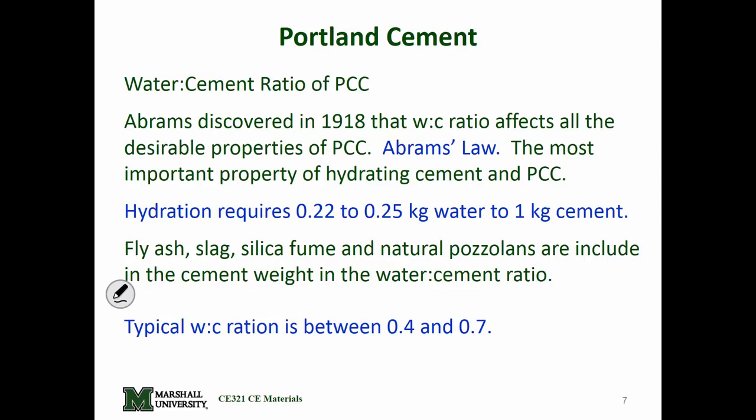Water-cement ratio is a very, very important aspect for our Portland cement concrete: Abrams' law. He realized that the ratio of water and cement was the key element in designing a concrete mix. For hydration to occur, you need between 0.22 and 0.25 water with respect to the cement content. Typically, though, in real concrete, the water-cement ratio is between 0.4 and 0.7, so that we have workability. The 0.22 to 0.25 gets us the hydration to occur so we get our strength. The excess beyond that is so we can work it and manipulate it and move it.